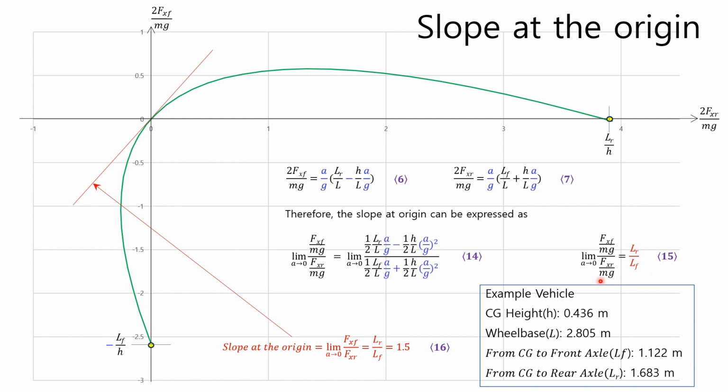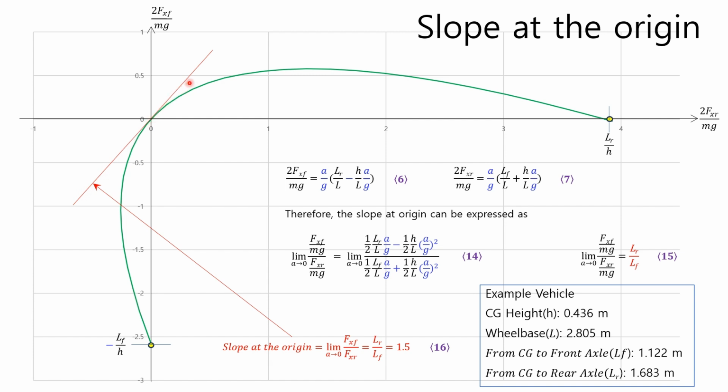Therefore, the slope at the origin of the distribution curve is the length from the center of gravity to the rear wheel divided by the length from the center of gravity to the front wheel. If we substitute the data of LF and LR for the example vehicle shown in the table into equation 15 and calculate it, we can obtain a slope of 1.5 as in equation 16.